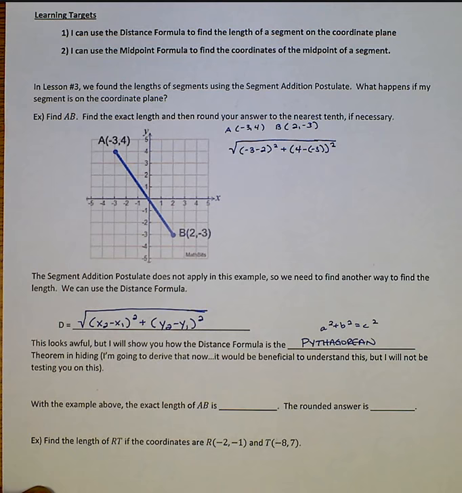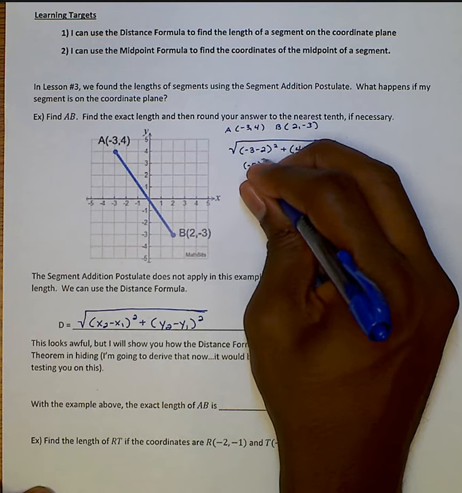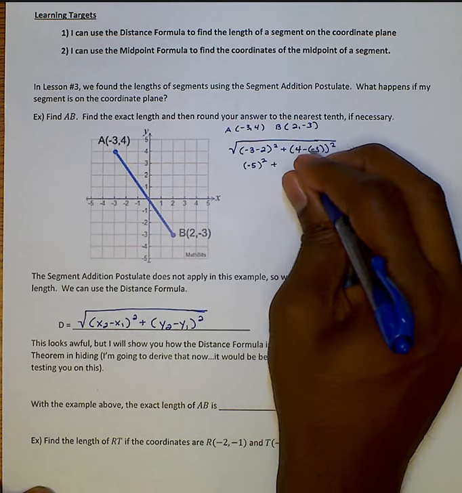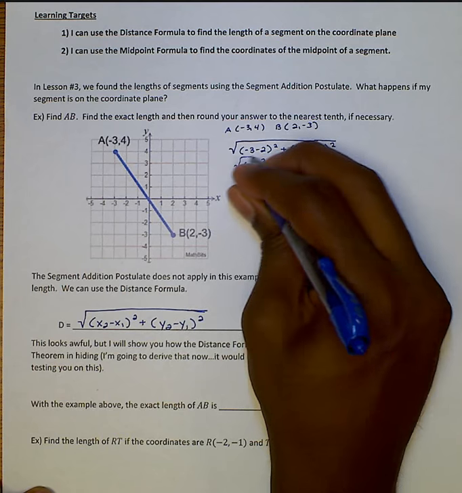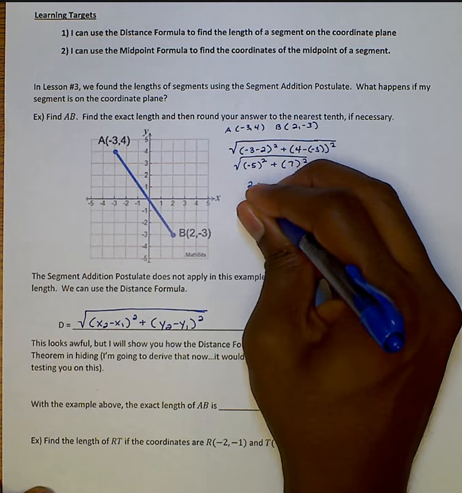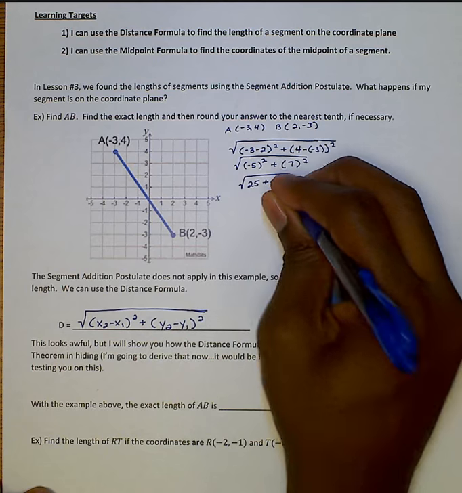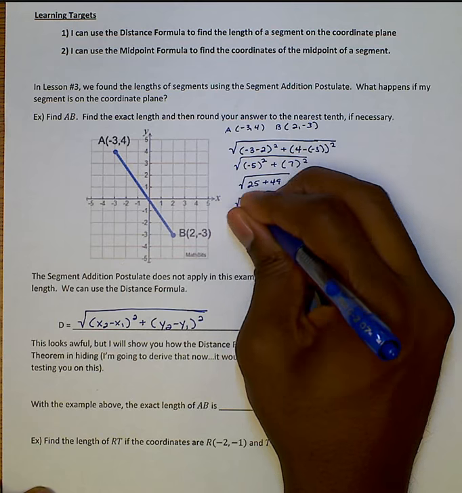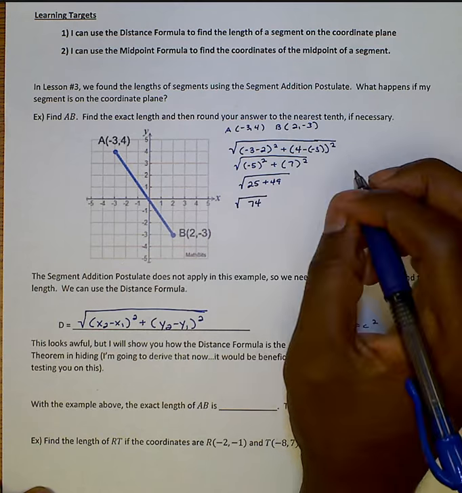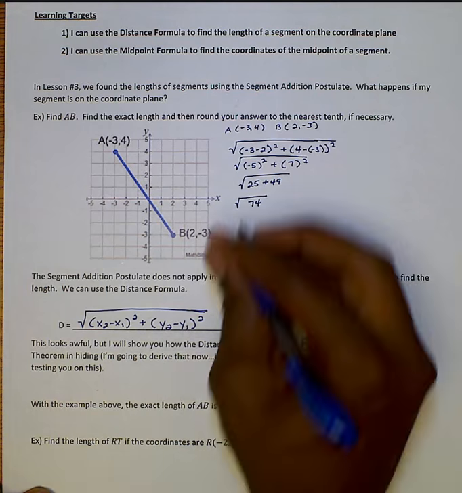Alright, so -3 minus 2, that's -5 squared. 4 minus -3 is positive 7 squared. Okay, 25, -5 squared, plus 49. Add those together, that gives me 74. Square root of 74. 74 divided by 2 is 37. That doesn't break down anymore. So the exact length would be radical 74.